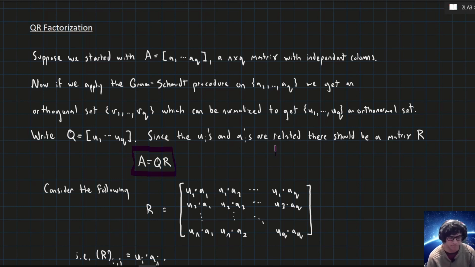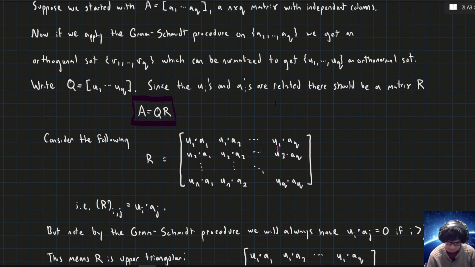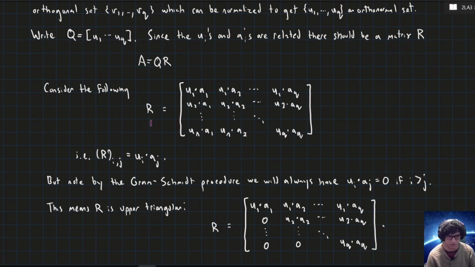Okay, and of course there is. This is the form of that matrix. So this is R. And what it is is all the dot products between the U's and the A's. And a more concise way to define R is like this: all the dot products between the U's and the A's in this formation.